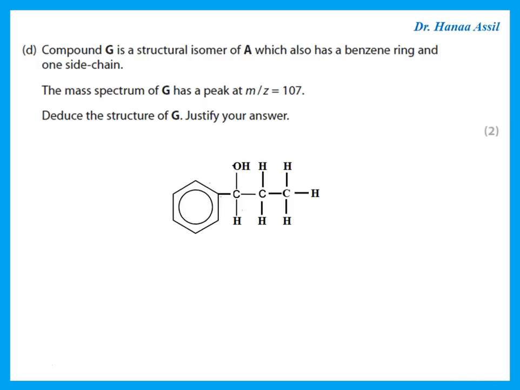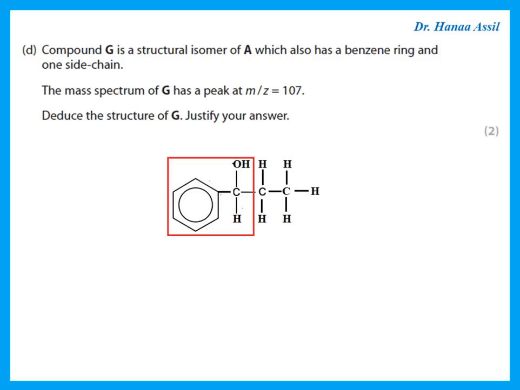Let's take a look at this structure. Would this give me a peak at 107? Yes, if you calculate the Mr of that, that is C7H7O+. So that would give a peak at 107. And he's saying it's a structural isomer, so it still has the same molecular formula as the others.